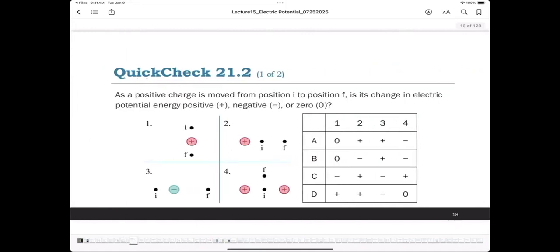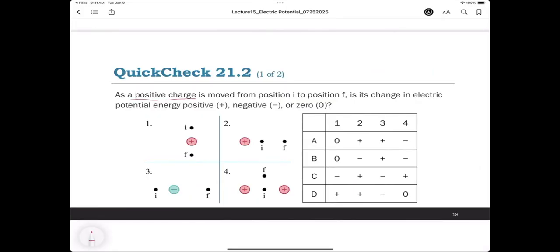Let's check the other one. As a positive charge is moved from position I to position F, is its change in electric potential energy positive, negative, or zero? Firstly, let's draw some important points.